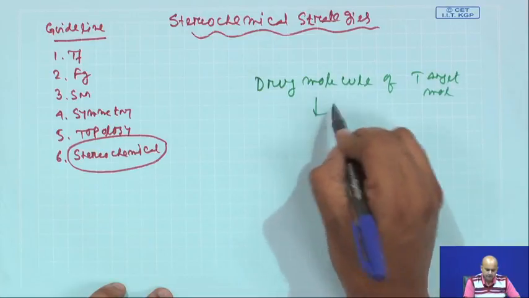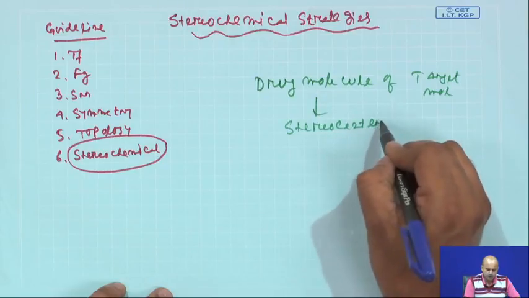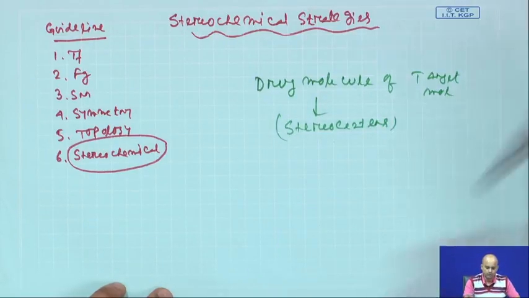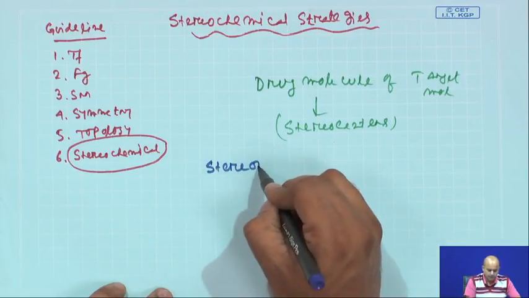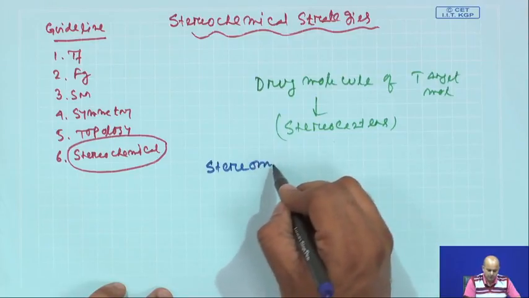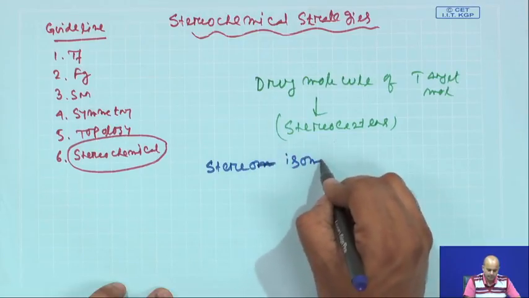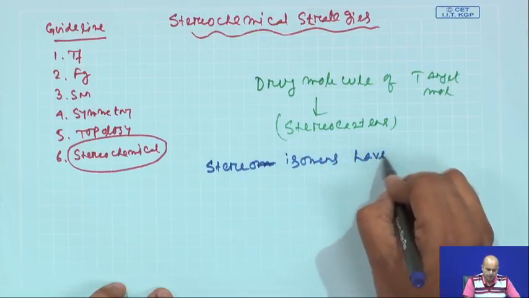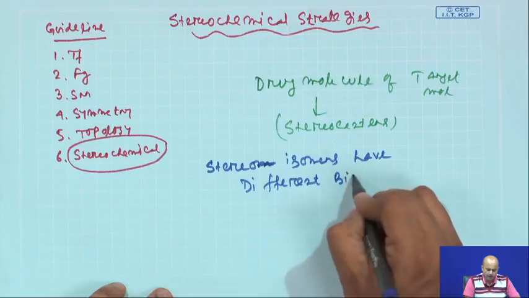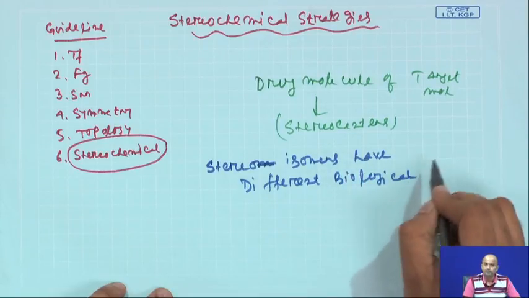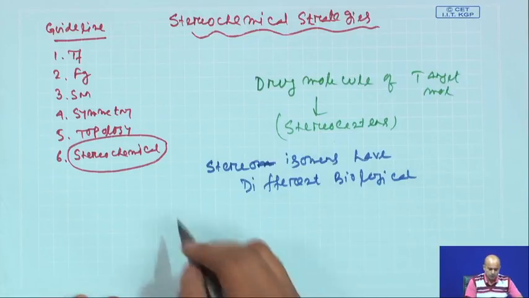If you have stereocenters, then you need to prepare all the stereoisomers for the given molecule, because we know that individual stereoisomers have different biological profiles, different biological properties. This is very important, to synthesize the particular or the proper stereoisomer which you are looking for.